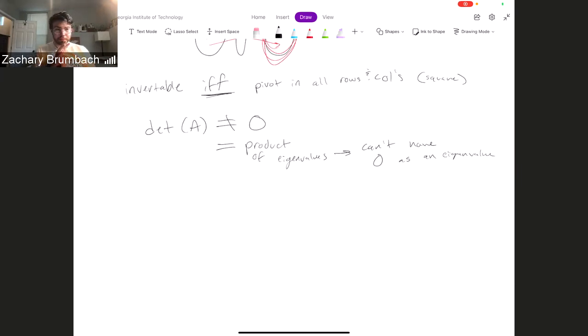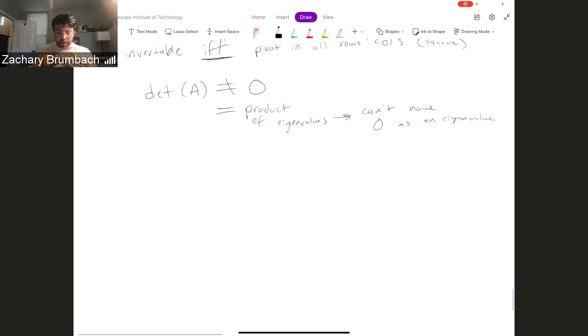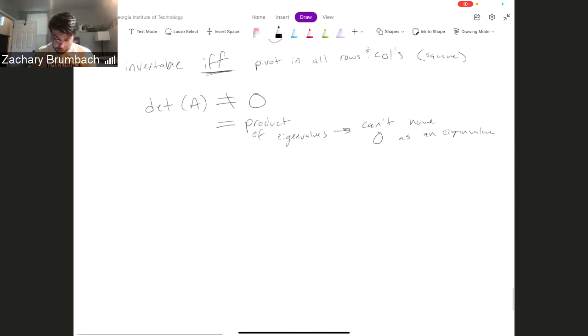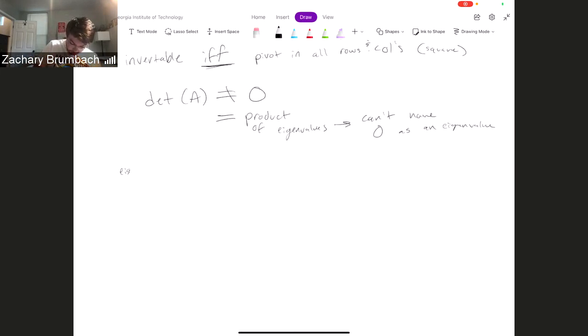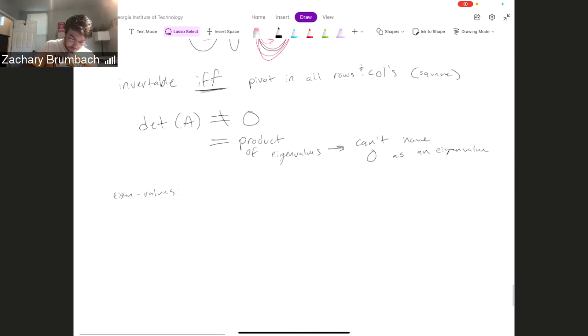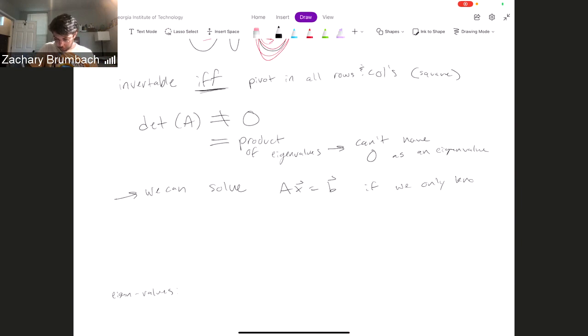I'll talk about eigen stuff in a sec. Before I move into that, just as a statement, this means we can solve AX equals B if we only know A and B and know that A inverse exists.